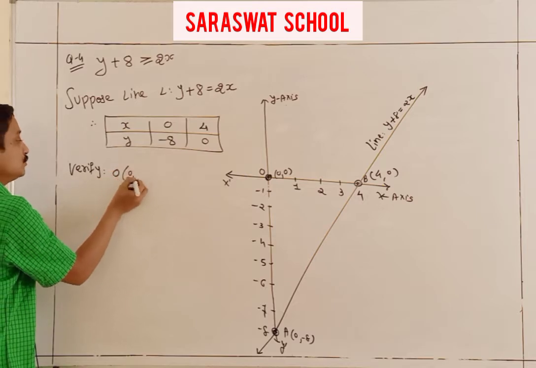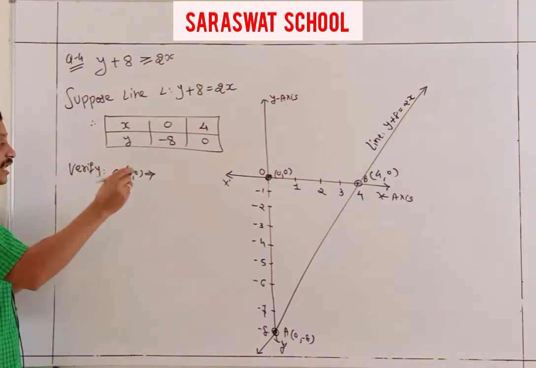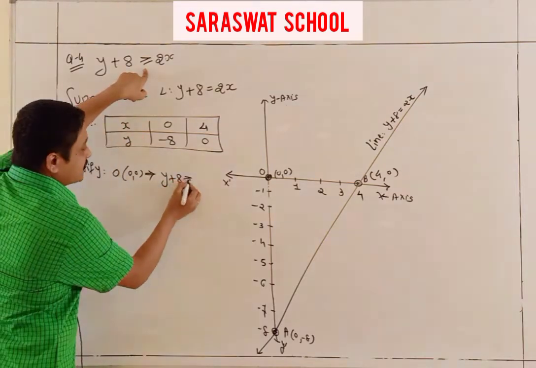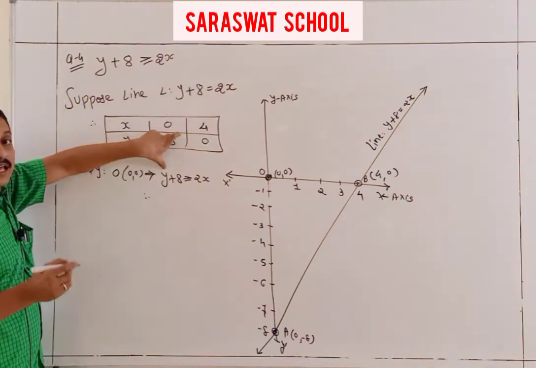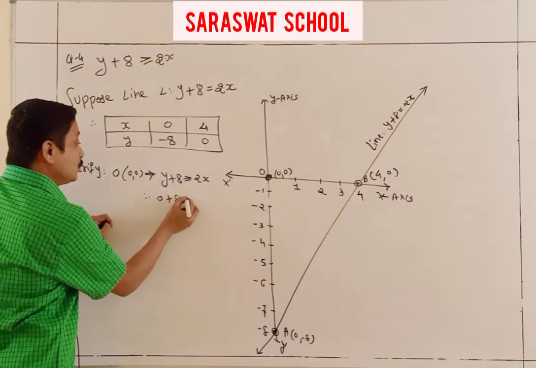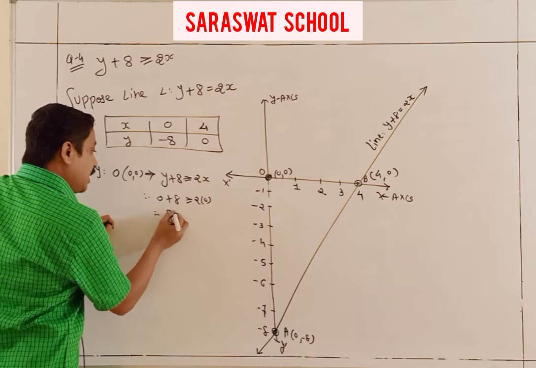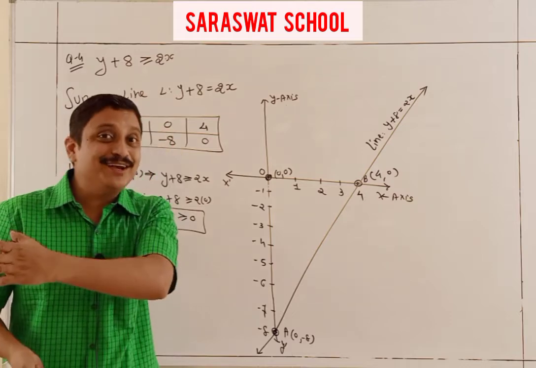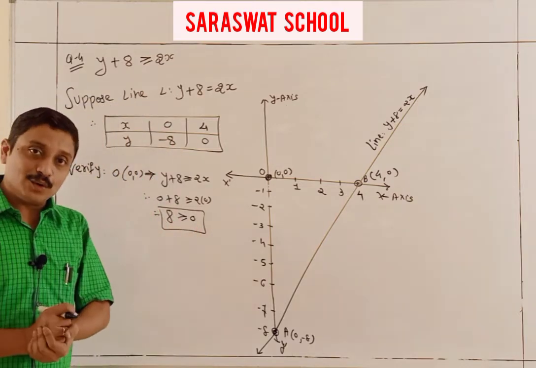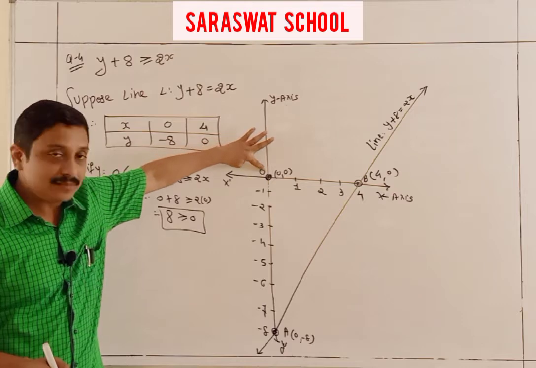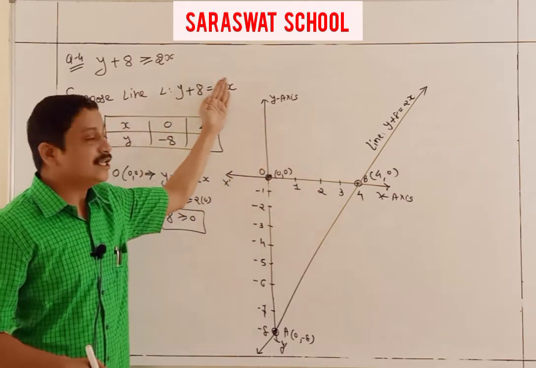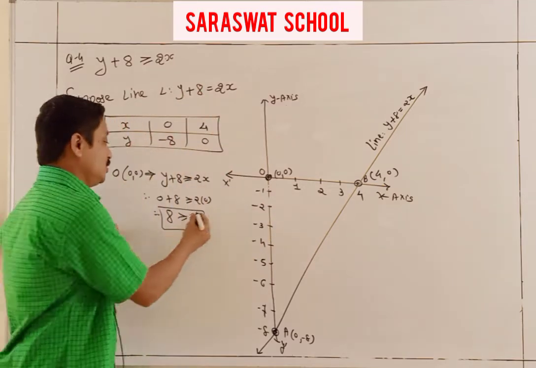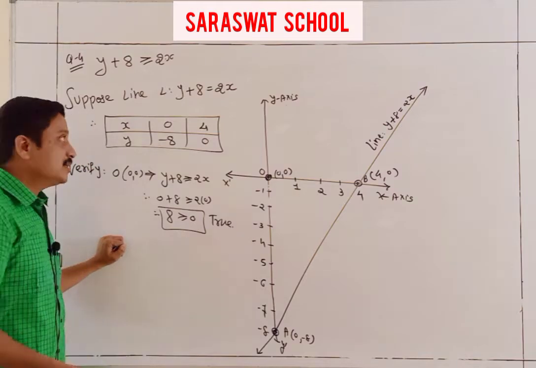Take 0, 0 and apply on that in the line y plus 8. Sorry, not in the line, in the inequality. My mistake there. So x and y are 0. What do you get? 8 greater than or equal to 0. It is true. Yes, definitely true, because 8 is higher than 0. This portion, the upper half plane, is true. At any point on that side, if you take it, it is necessarily true. So here you write down true, and the shading portion is this side.